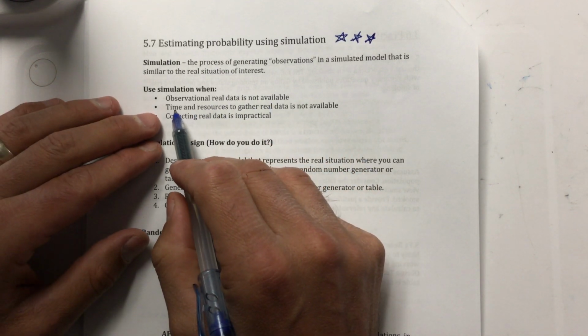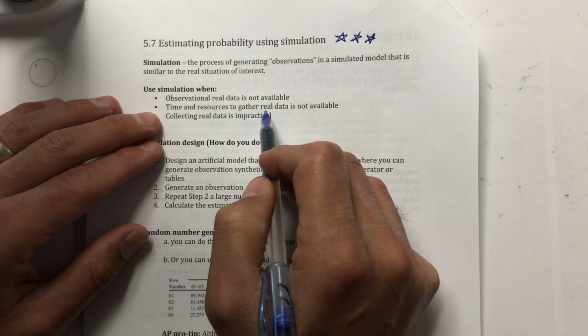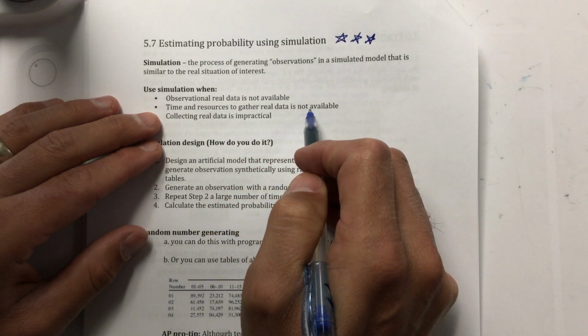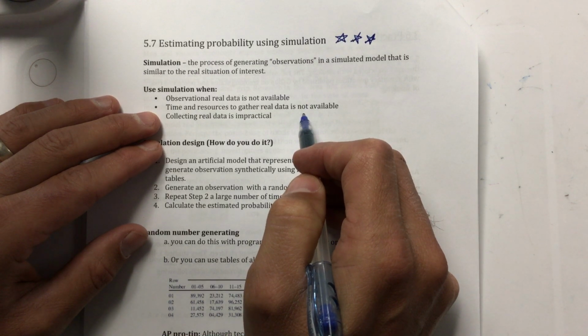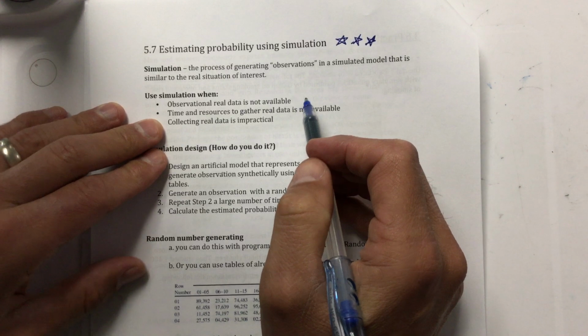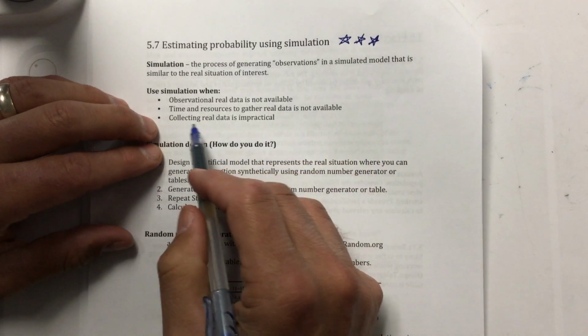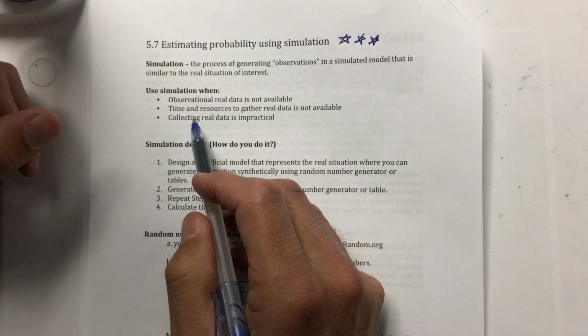How about if time and resources to gather real data is not available? So like you need this by tomorrow. You want to find the probability tomorrow. All right, but you can't gather real data by tomorrow. It might take months, if not years, to get the real data. Or just that it's impractical. So these are reasons why you might use simulation.